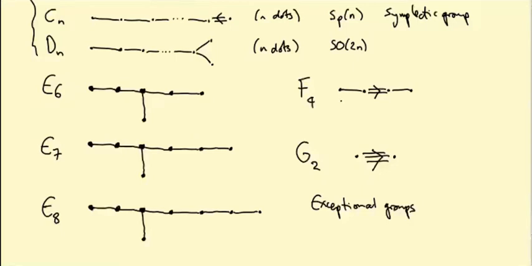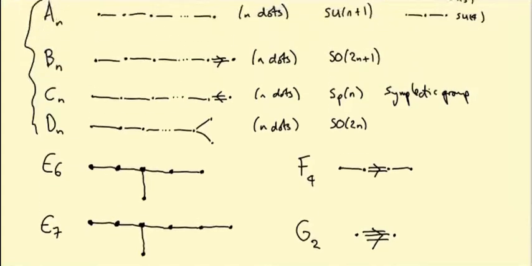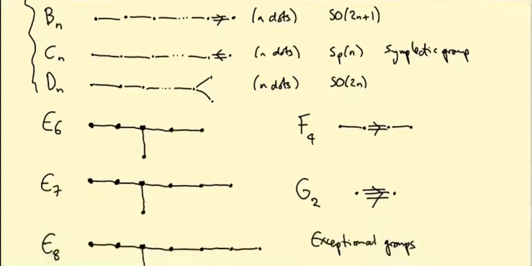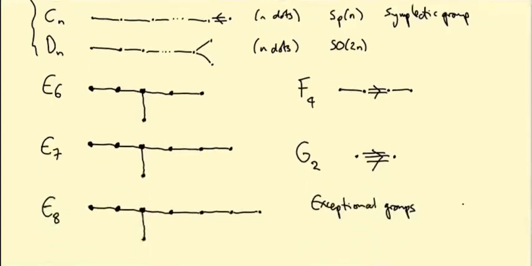What's next? F4 has four dots connected, 1 to 2, 2 to 3, 3 to 4, but 2 to 3 is a double arrow. And G2, we've already seen, is two dots connected by three arrows. Okay, so it's kind of surprising, right, that we've been studying this big class of Lie groups, and actually the examples we've been studying are almost everything. There's one more infinite family and five exceptional cases that we would never have dreamed of, and that's it, and maybe products of these.